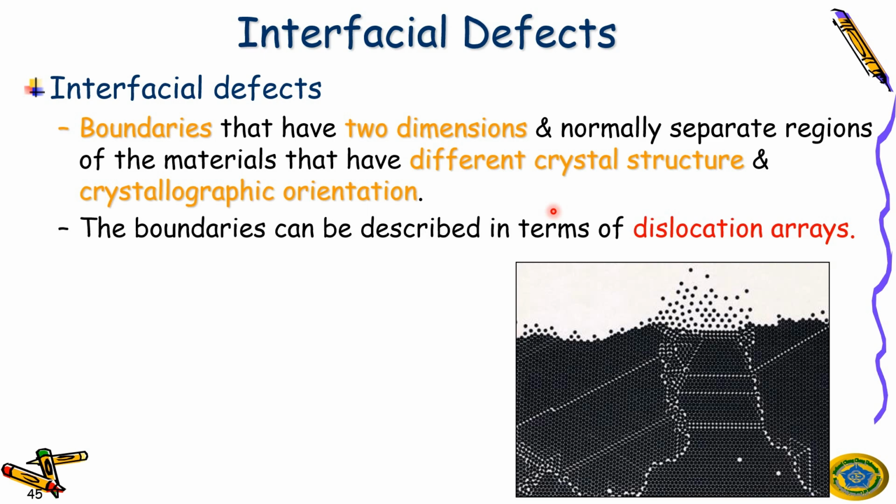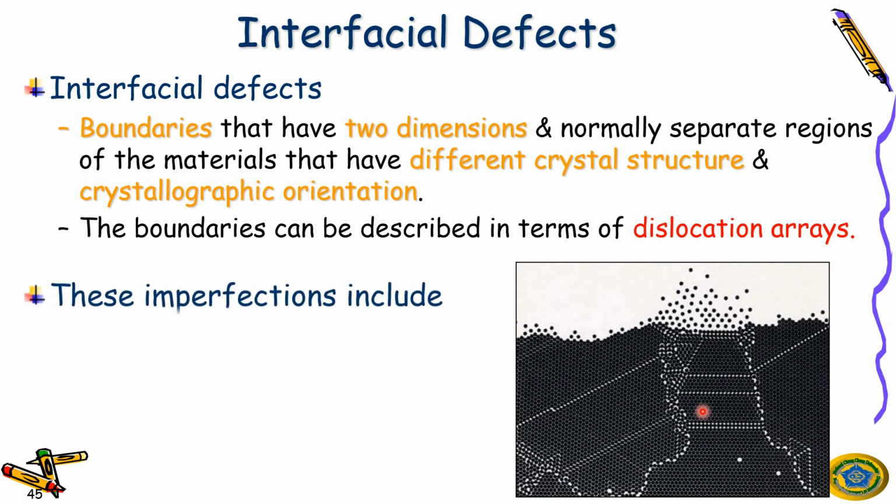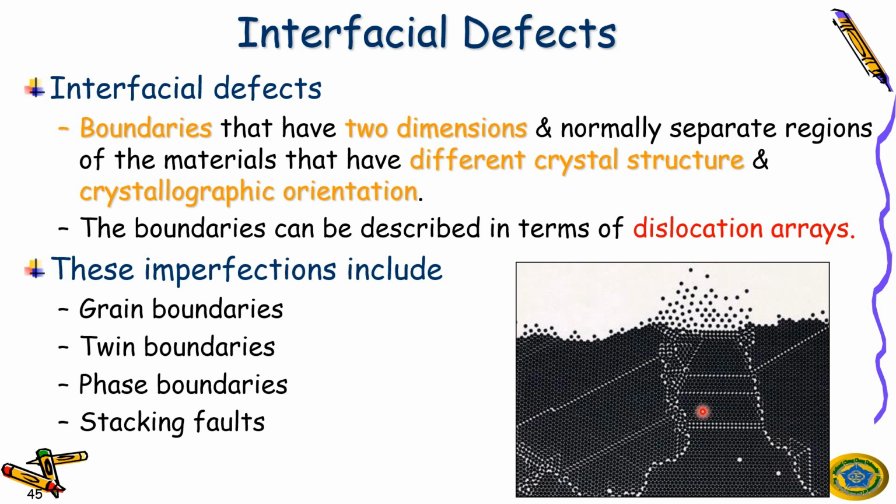So the boundaries can be described in terms of dislocation arrays. Let's see what kind of dislocation arrays. The first one is grain boundaries, then twin boundaries, phase boundaries, and stacking faults. So these are all regarded as interfacial defects. Okay.